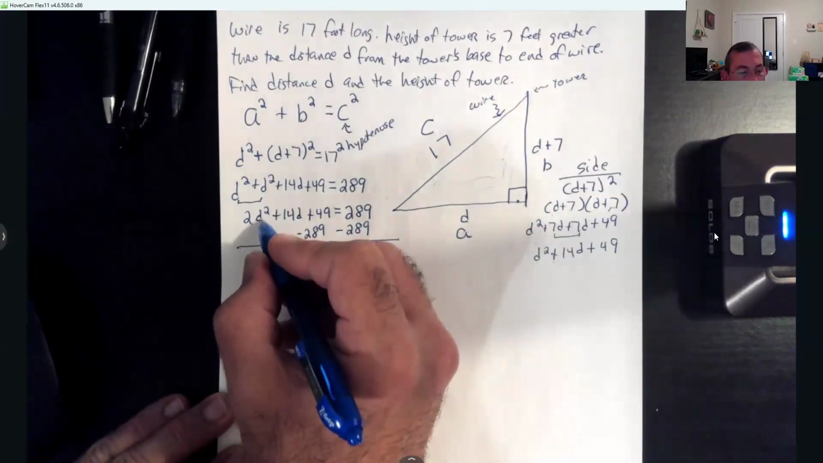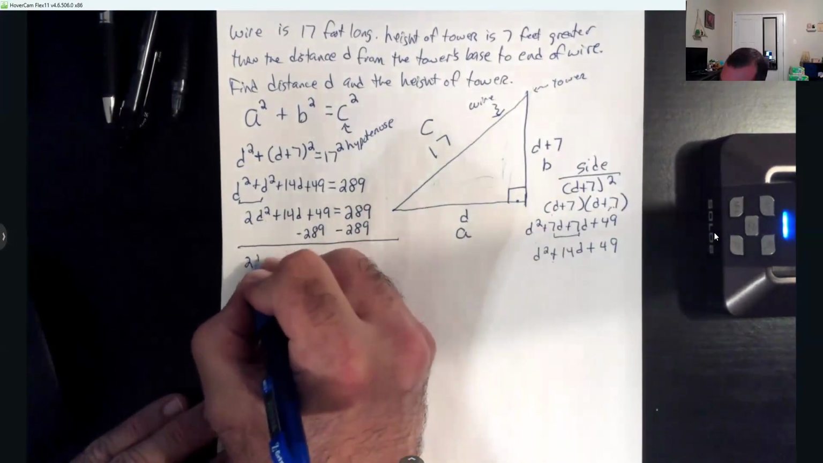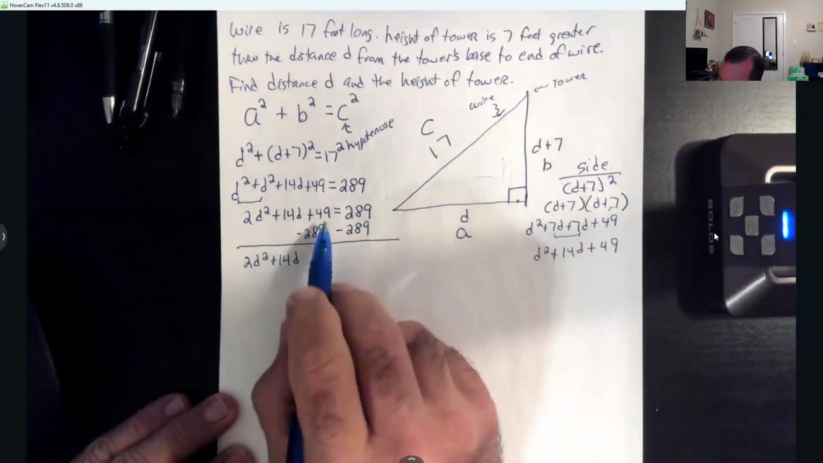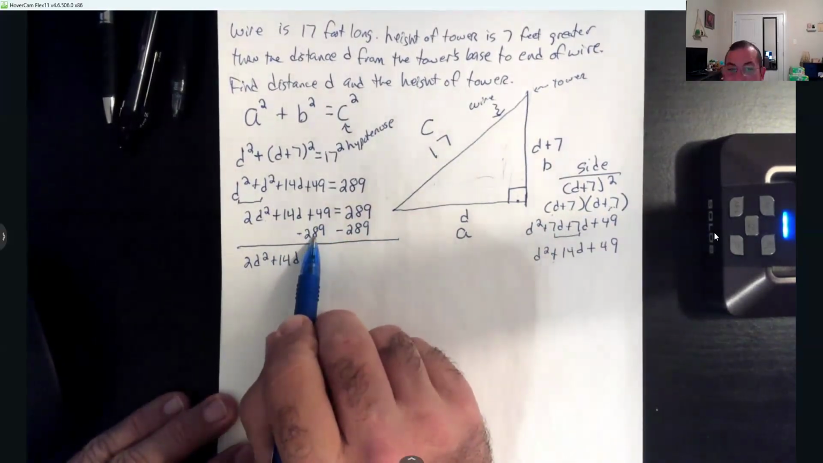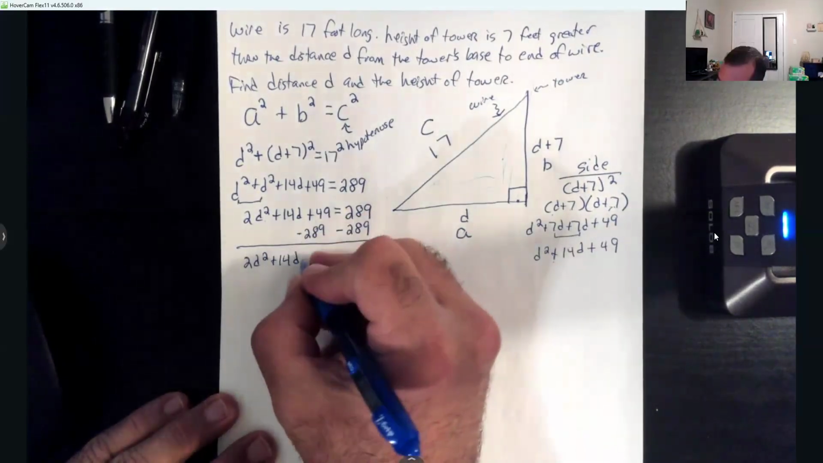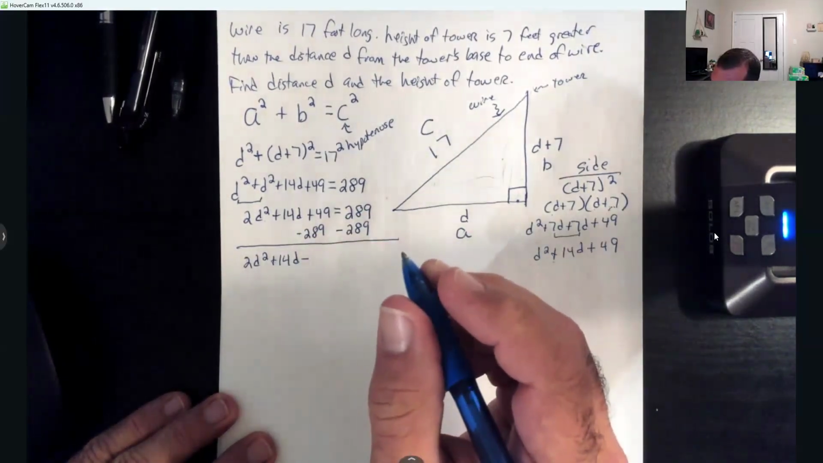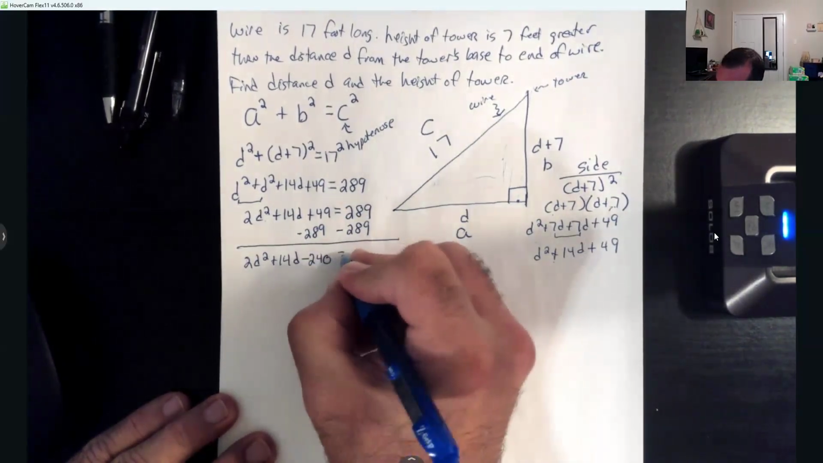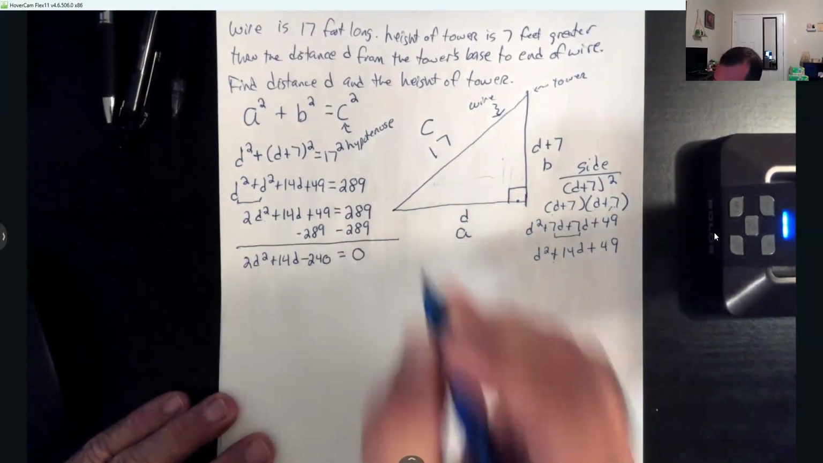So y'all, we still got our 2D squared plus 14D, 49 and negative 289 is a negative what? 240. All this is now equal to 0.